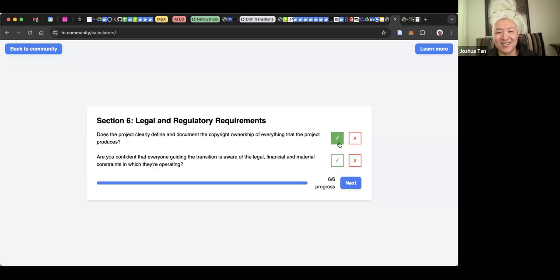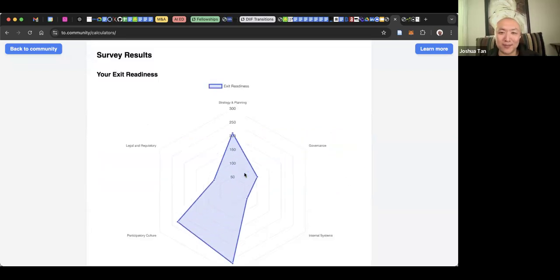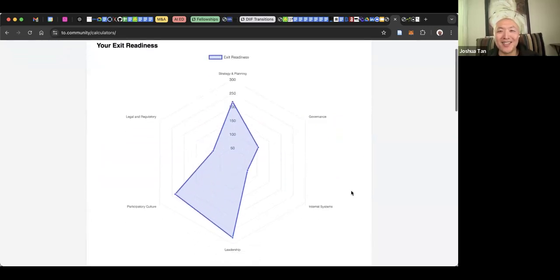All right. And do we document the copyright ownership? Yes. Are we guiding the transition? Yes. Well, actually, mostly yes. All right. How are we doing? Exit readiness. We are doing well on the participatory culture and the leadership. I'm going to pat myself on the back right now. But the strategy and planning is doing okay, though we're not doing so hot on governance because we don't really know what the end result is going to be. And our internal systems definitely need some improvement. And our legal and regulatory is also sadly missing.